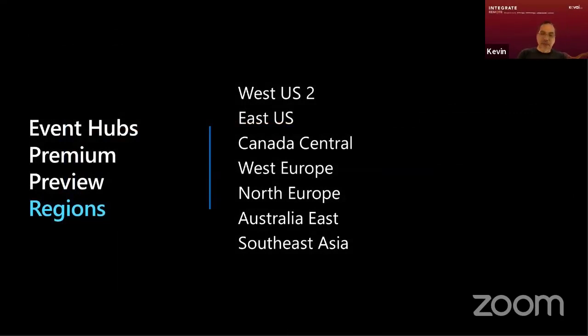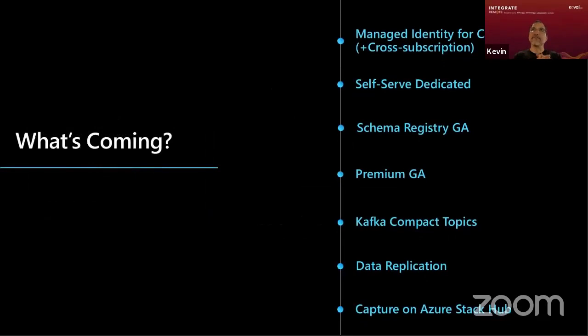So for Event Hubs Premium during preview, we're available in 7 regions: West US 2, East US, Canada Central, West Europe, North Europe, Australia East, and Southeast Asia. So we try to hit most of the geographies around the world to make it as close to you as possible during preview. As we get to GA, we'll be in every region. So between now and GA, we'll be adding more regions.